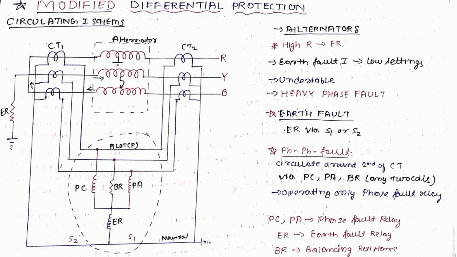We are using two types of relay for earth fault and phase to phase fault. So the main drawback of the differential protection, that only 80 to 85% of the winding is protected and the remaining 20% of the winding is not protected, is overcome by this method. So I hope you understood well. Thank you.